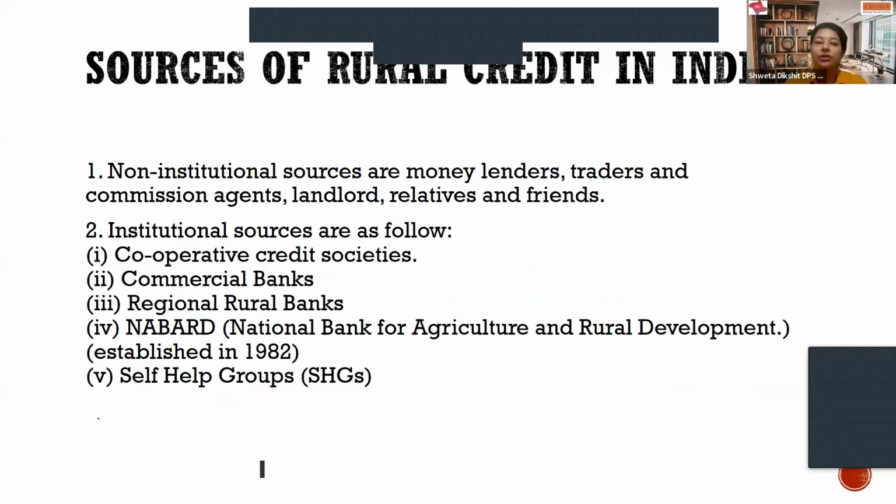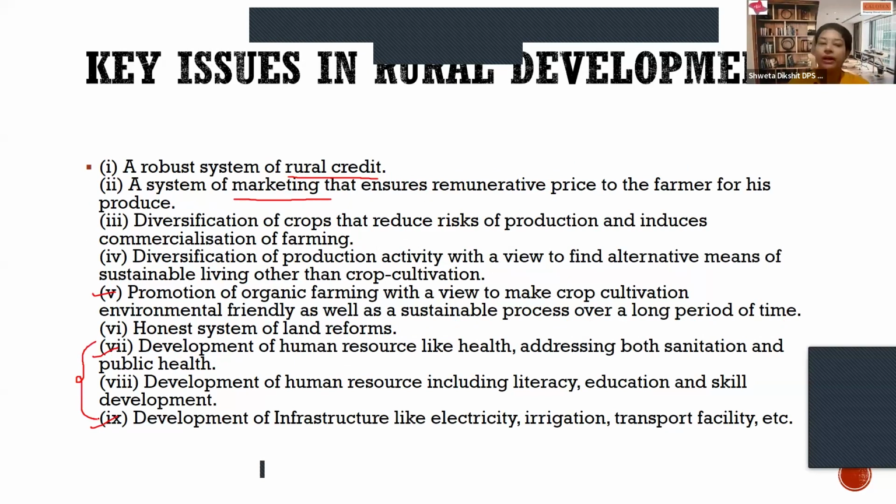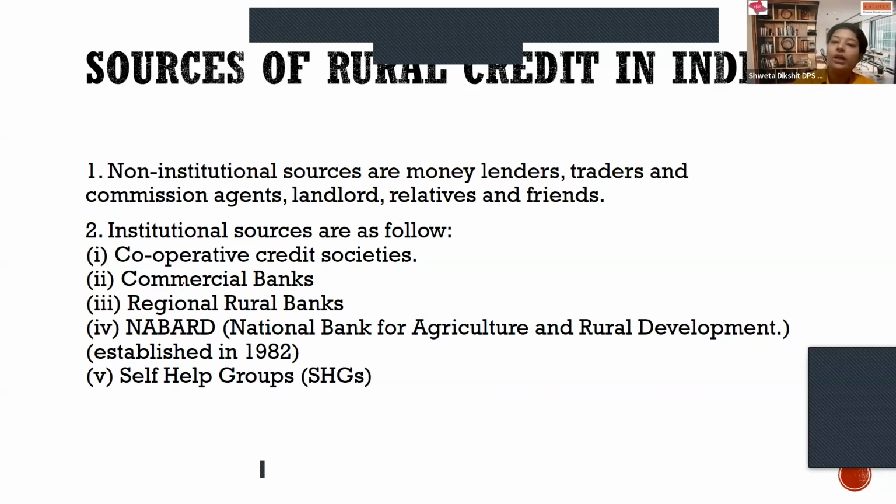Then, as we said, the first problem is rural credit. Out of all these 9 problems, we'll basically discuss some of the major problems. So first of them, we'll discuss the rural credit problem. How does a person living in rural India arrange credit?